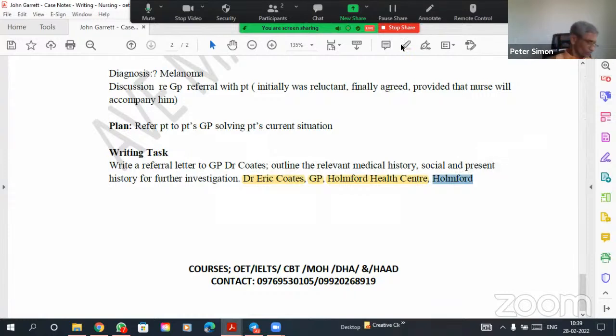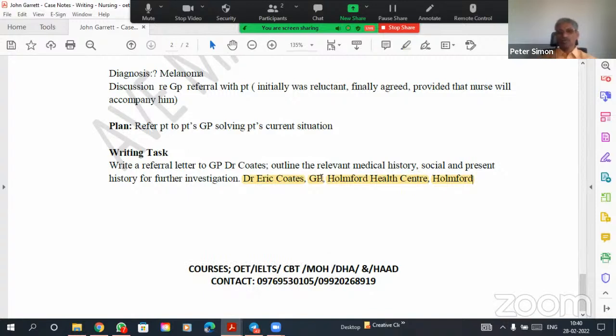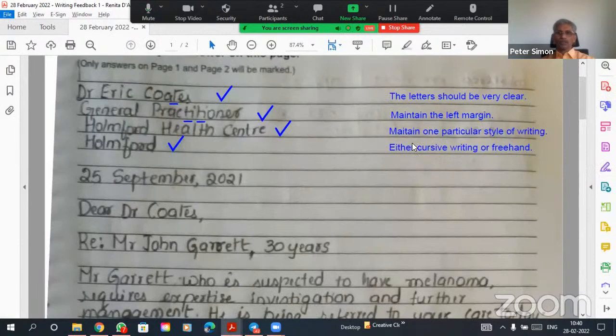Homeford. Right. Fine. So this is how it goes. Dr. Eric Coates, general practitioner, Homeford Health Center, and Homeford. Fine. So this is how you have to write. Then next.